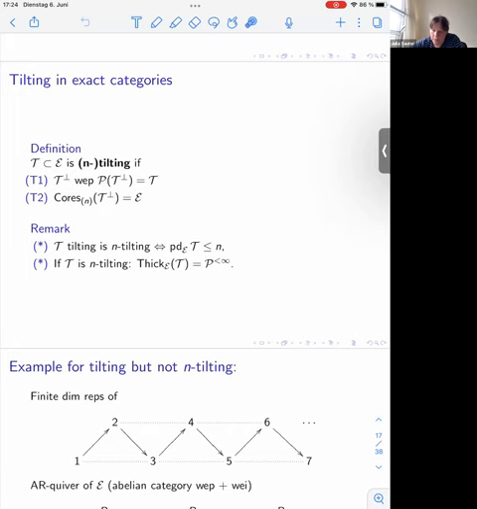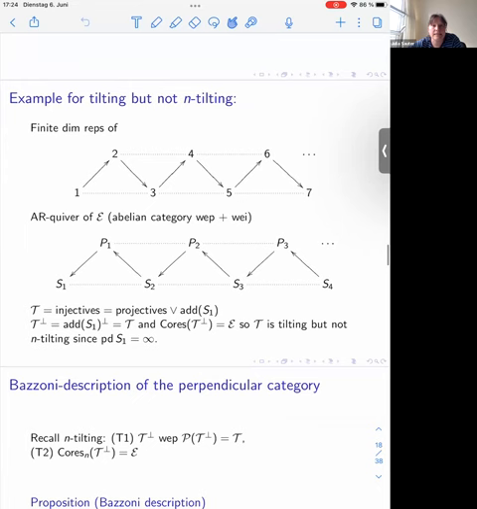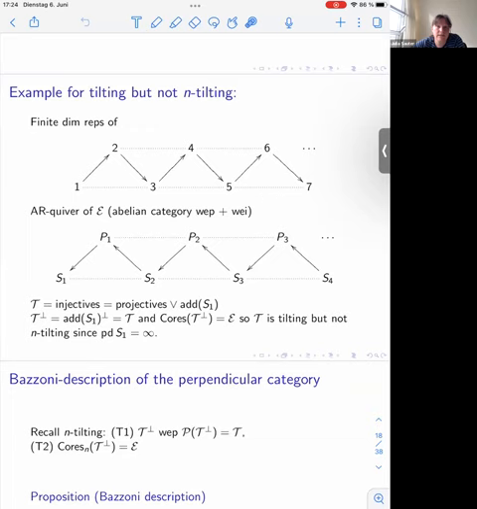Let's have an example of tilting but not n-tilting. We look at the representations of this infinite quiver. This is over a field, finite dimensional representations. Then it's an abelian category with enough projectives and enough injectives. The Auslander-Reiten quiver is very easily written down here. And you take T to be the injectives. This is the same as the projectives and S_1. And I should say these dotted lines mean that the composition is zero. I divide out the radical square relation everywhere.